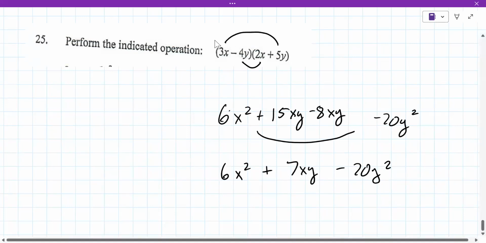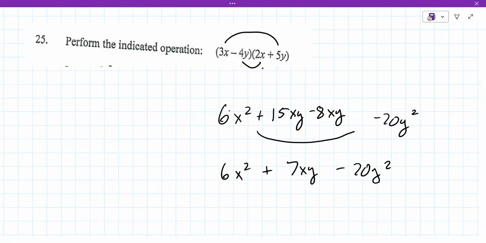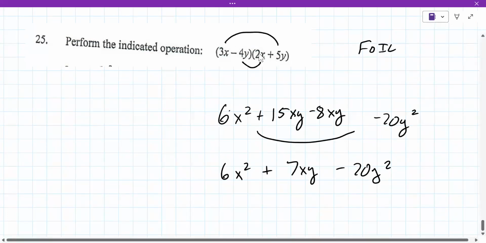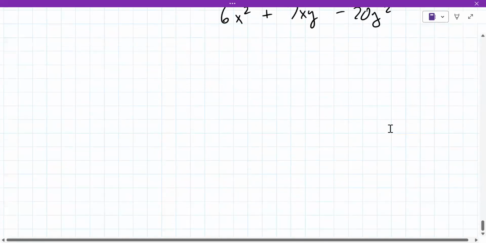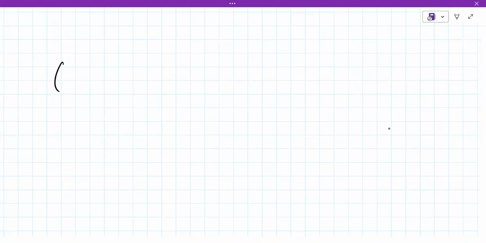So notice, you've still got a FOIL. You've got to remember that when it's x times x, it's squared, y times y, it's y squared. Here's another one for you to look at. Let's go (a minus 3b)(4a plus 2b). Could you try multiplying those together, please?